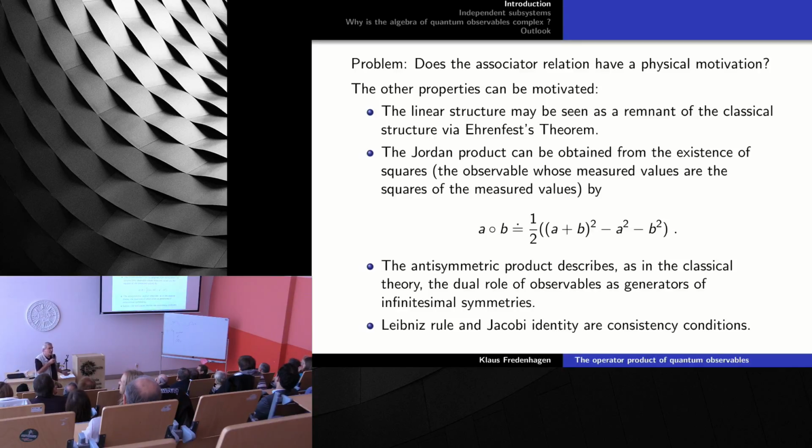So then the question is, can we find a motivation for a physical interpretation of this relation? So all the other relations have a physical interpretation, namely the linear structure. The linear structure may be seen as a remnant of the classical structure.